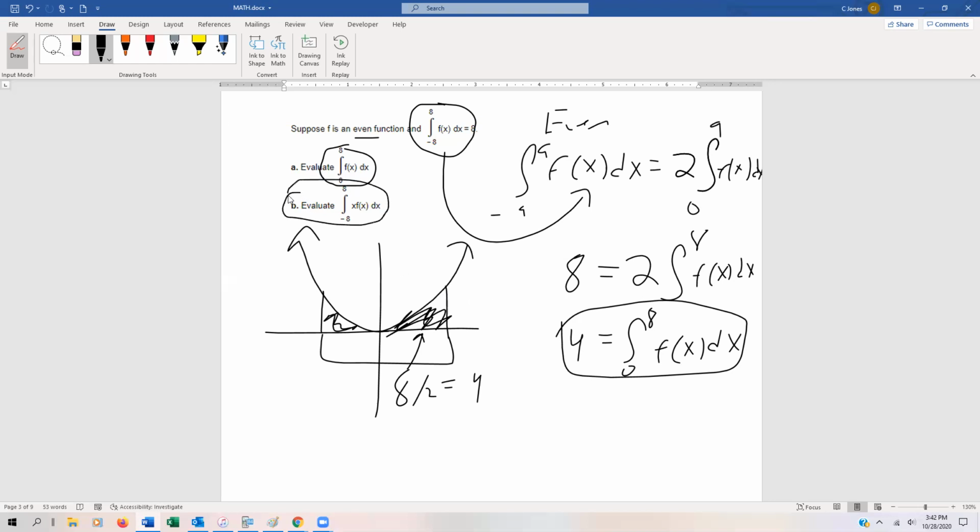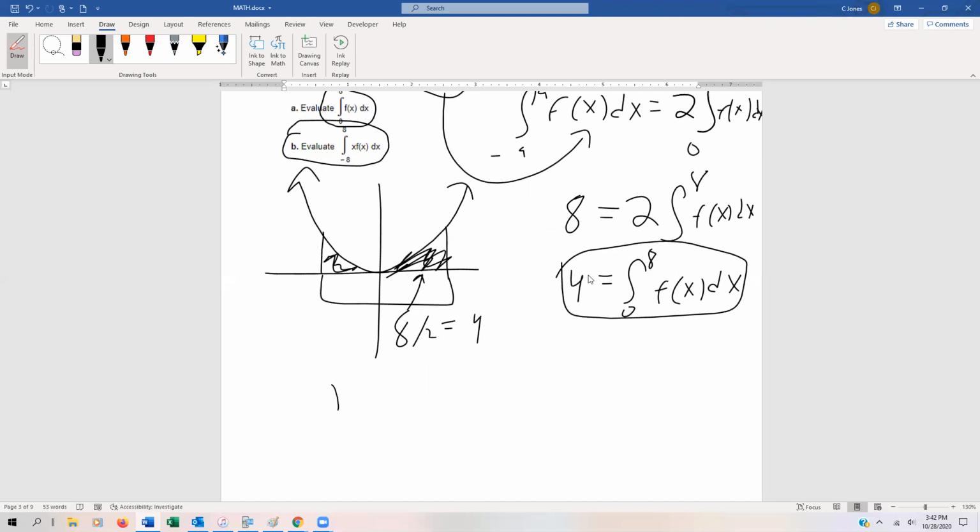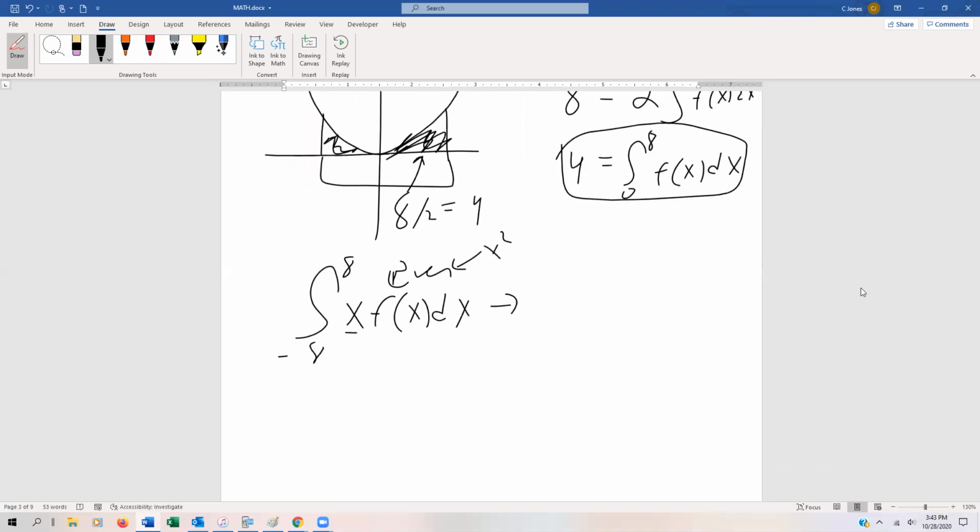Now, what about this animal? We have the integral from -8 to 8 of x times f of x dx. Basically, what we're doing is taking an even function. Let's see what might happen. We know that x squared is an even function, so let's say we multiply it by this x right here. This is just an assumption; we're using x squared just to illustrate how it works.